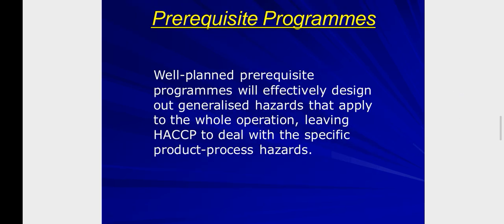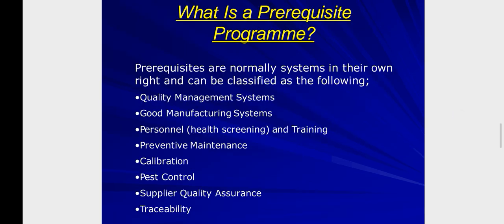The prerequisite programs: a planned prerequisite program will effectively design out generalized hazards that apply to the whole operation, leaving HACCP to deal with specific product process hazards. The prerequisite programs are normally systems in their own right and can be classified as the following: quality assurance, quality management systems, good manufacturing systems, personnel training, preventive maintenance, calibration, pest control, supplier quality assurance and traceability. So these are prerequisite programs.